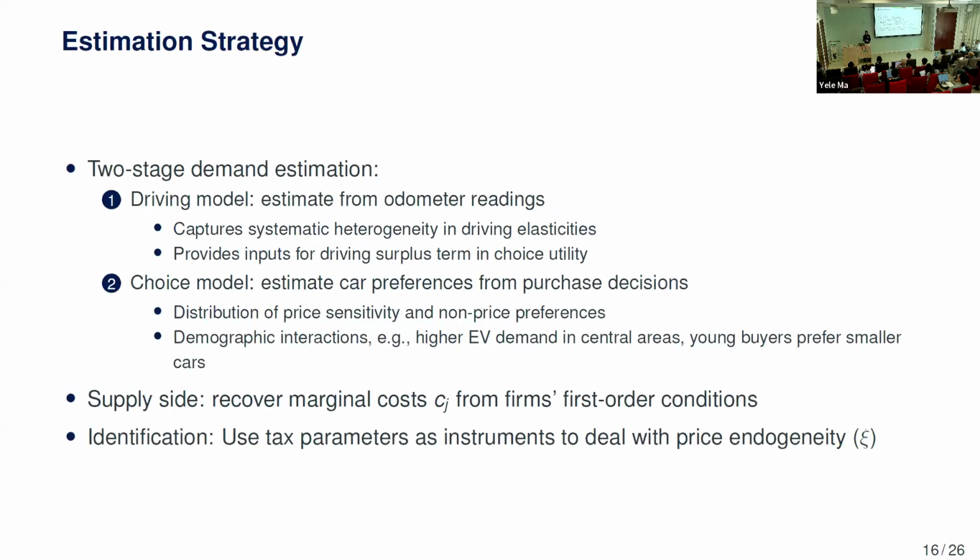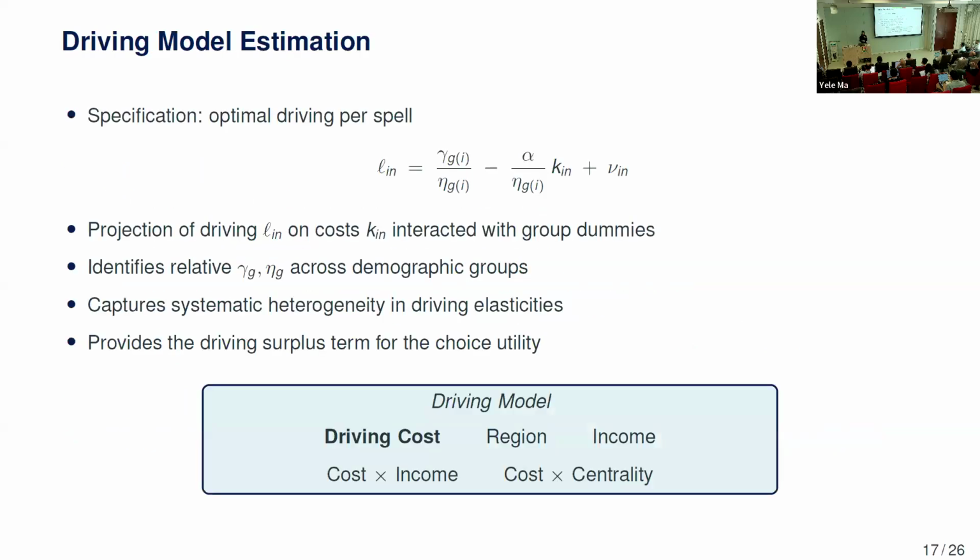Okay, so here I'm not going to repeat this too much, but I'm just going to say that we recover our marginal cost from the supply side first order conditions, and that our identification is using these tax parameters as instruments for price endogeneity.